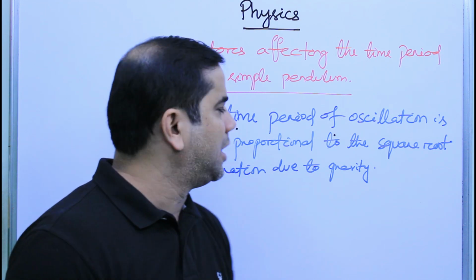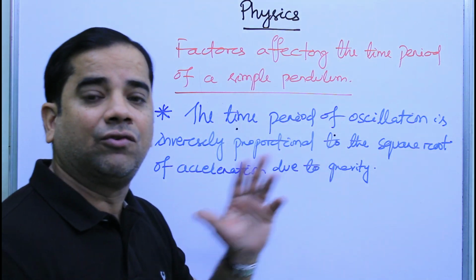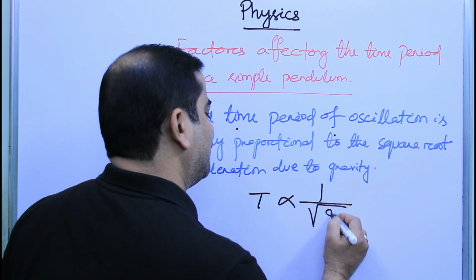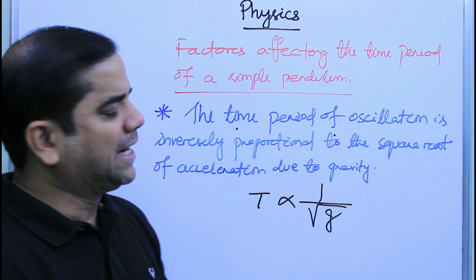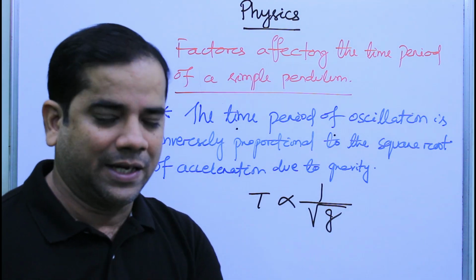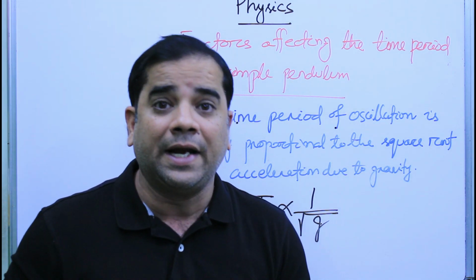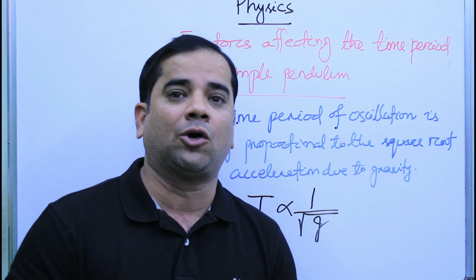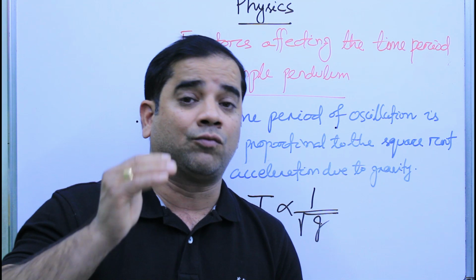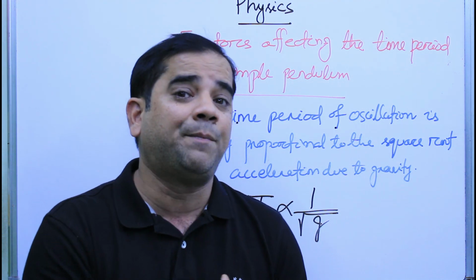Students, the next factor that affects the time period of a simple pendulum is acceleration due to gravity. As we have already discussed, the time period of oscillation is inversely proportional to the square root of acceleration due to gravity. That means T is inversely proportional to square root of g. From this relation we can conclude that if the acceleration due to gravity decreases, the time period tends to increase. That is why when we take a pendulum clock to a greater height, say onto a mountain, it tends to move slower. Why does the speed of oscillation of the pendulum clock decrease at height? Because the gravity that acts on the pendulum clock decreases at a height, thereby increasing the time period of oscillation.